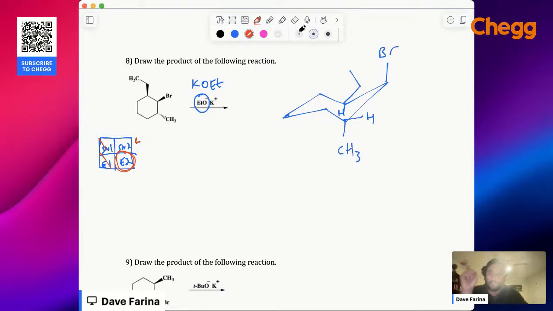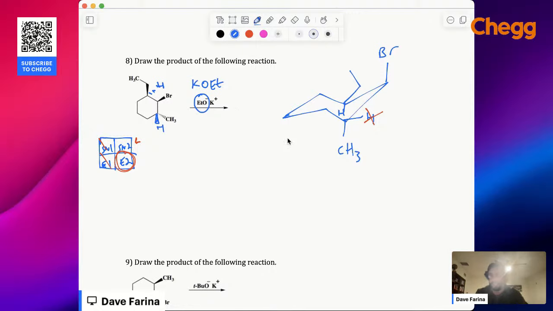So the reason that we had to do that is that only if we draw the chair can we see that this proton is not available for elimination. If we did it over here, we might think, okay, we have some alpha protons. We have a proton over here. We have a proton over here. We have two protons available for elimination. Therefore, there are two structurally isomeric products.